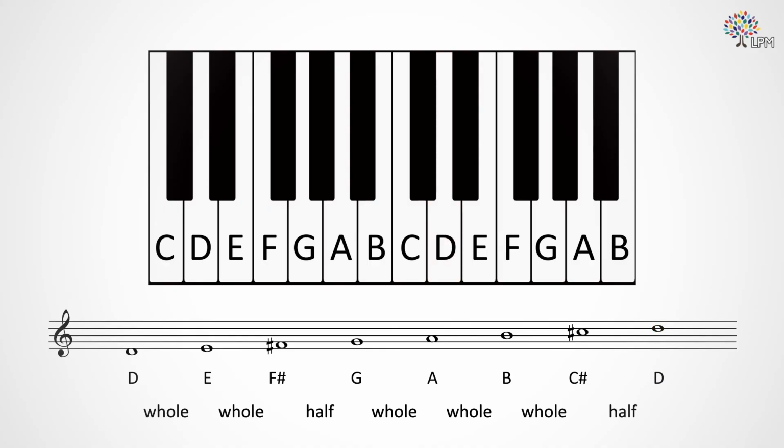Notice that when making sure we skipped a key for all our whole steps, we ended up using 2 out of the 5 black keys. Those notes are F sharp and C sharp. We're using sharps here rather than flats, so every letter name shows up in the scale once and we don't have something like D, E, G flat, G, and so on.